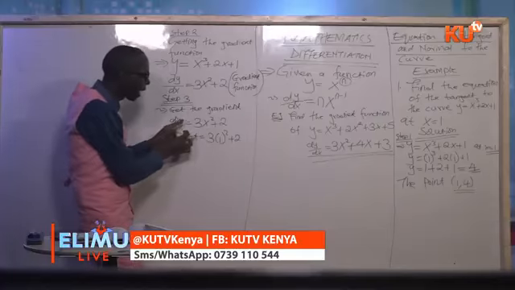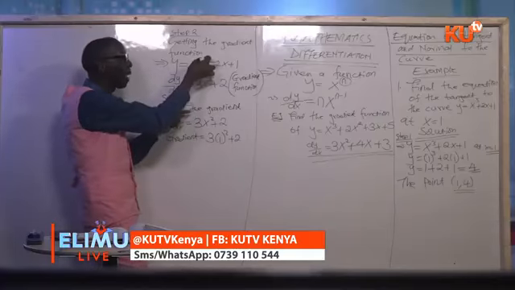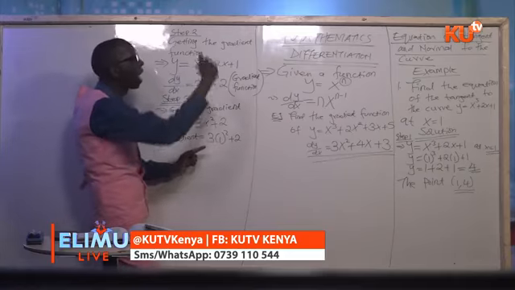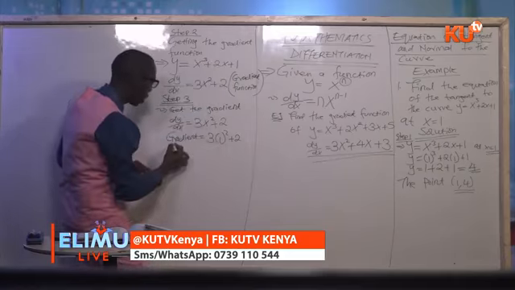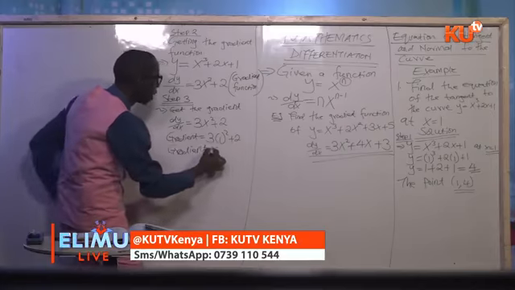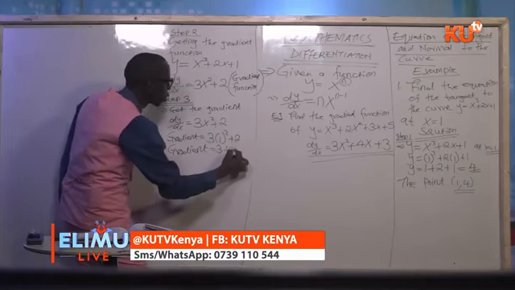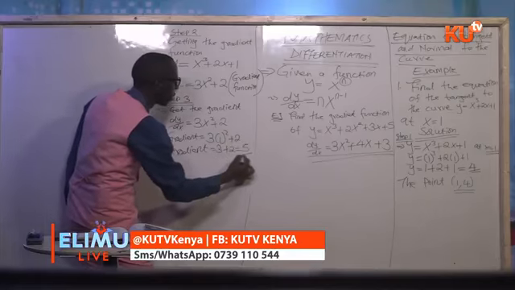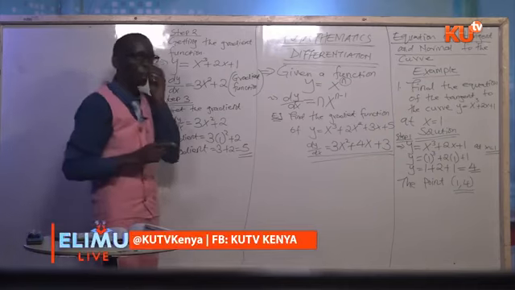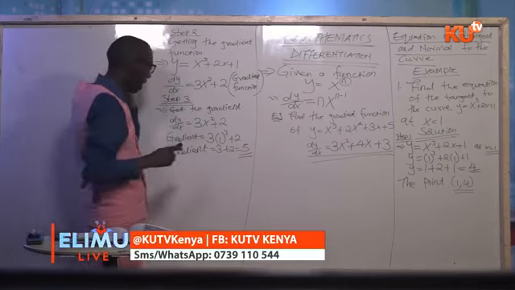Therefore, in your gradient function that you got by differentiating the equation of the curve, you substitute with the x that you are given in the question. And therefore, my dear student, our gradient will be equal to 3 plus 2, which is 5. That is step 3, getting the gradient function and then getting the gradient.